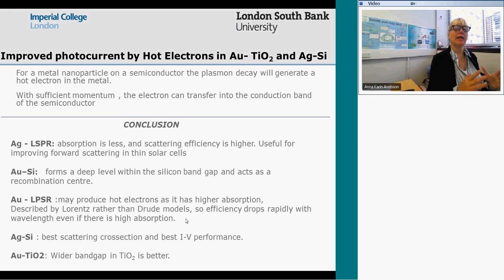So, yeah, for the solar cells, yes. For visible light driven photocatalysis, no.